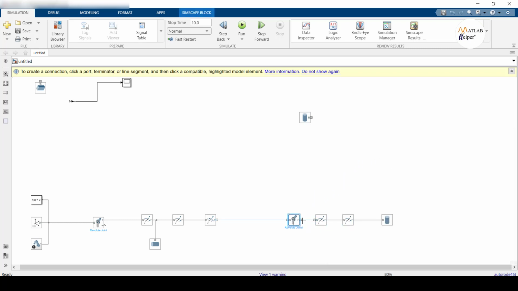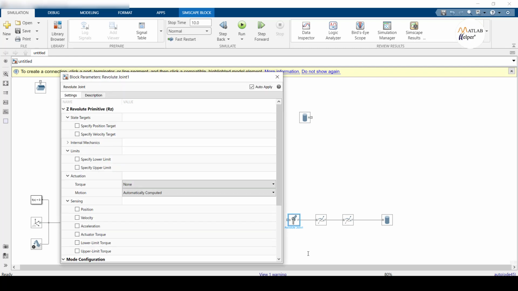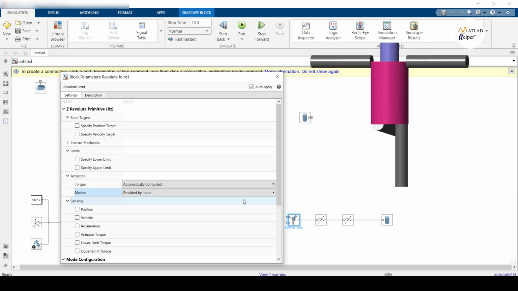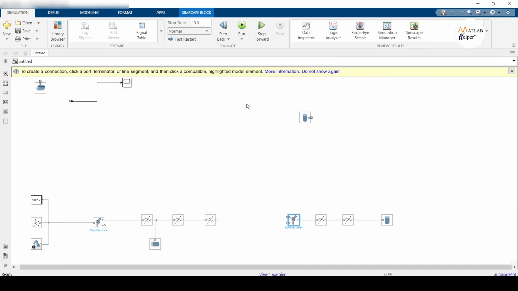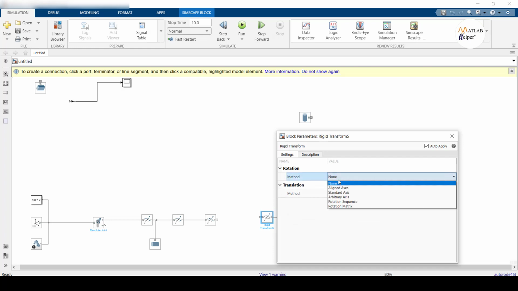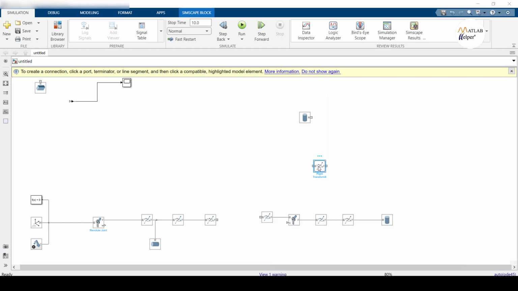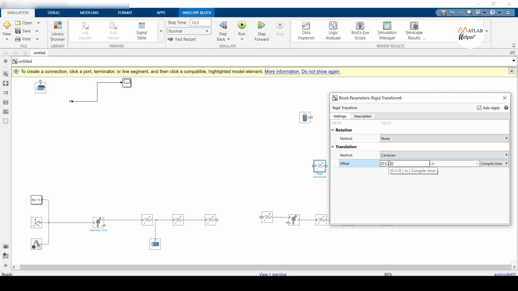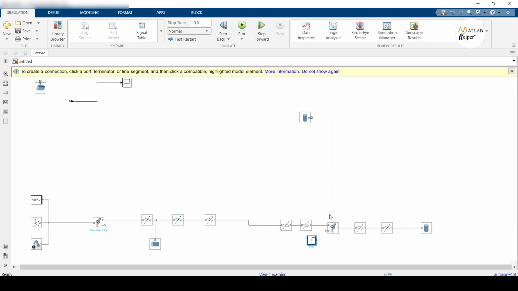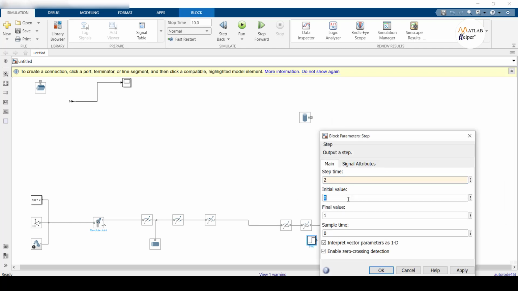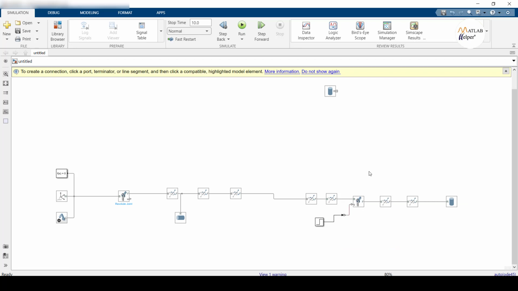Connect a revolute joint. Put the torque automatically computed and motion provided by the input. Since we need the leg to go down at a particular time, then attach a rigid transform of plus x-axis of minus 90 degrees, then a rigid transform of 0.2, minus 0.5 from where the left leg will be attached in left corner. Take a step of 2 seconds and initial value minus 90 degrees and final value to 0 with a Simulink to PS converter.